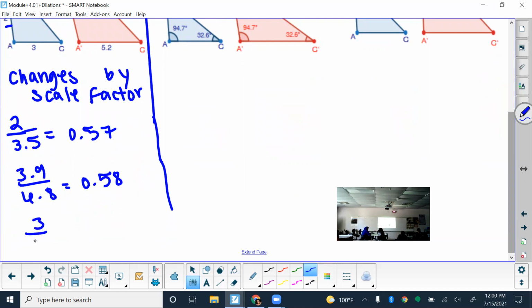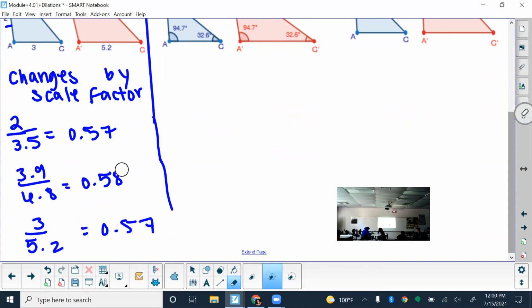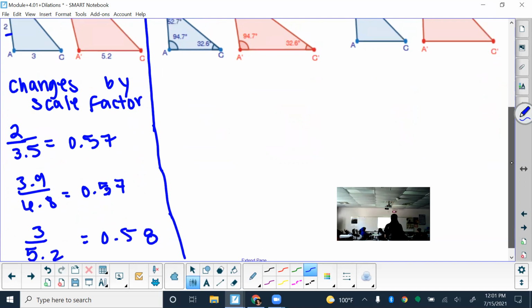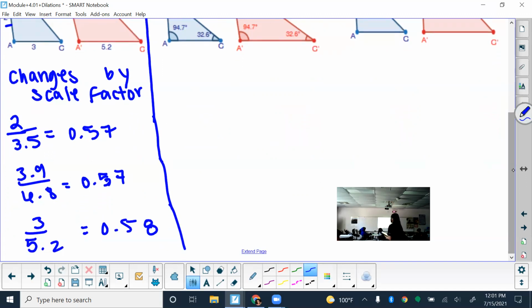But if I do that for each corresponding side, I get the same decimal all around. I think I actually put these two, but they should be the same or really close. The only difference would be how they decided to round it. All right, so dilated figures change by a scale factor.